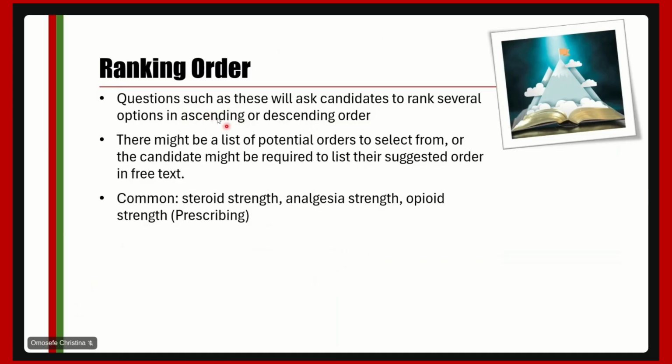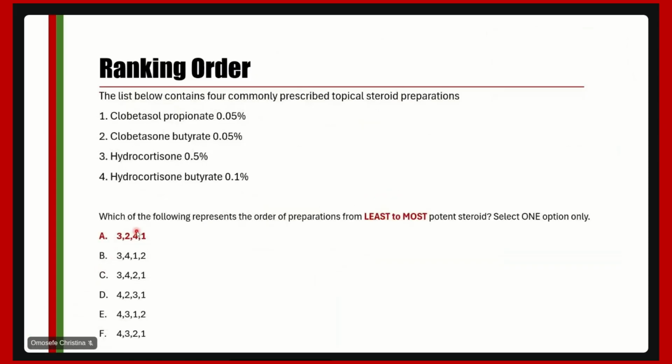So always know. Examples of this are steroids, so you need to know your steroid strength, or your pain medication or opioids. You need to know the strength of them. And this is an example. Again, you come and read your stem: which of the following represents the order of preparation from least to most? So now they're asking you to rank in ascending order, from least to most potent steroids. And they've given you a list. So now you need to look at the list.